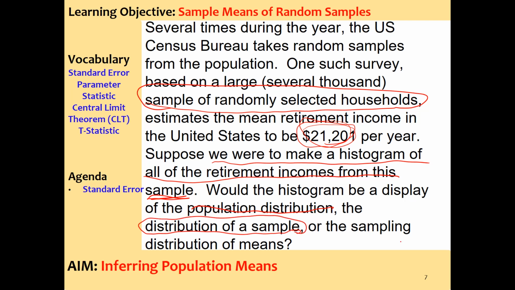Let's see what's the next one. Or the sampling distribution of the means. Okay, sampling distribution of the means is what we're going to do next week. And what it is, it's identifying that interval of where the mean for the population could be. So the answer is distribution of a sample.